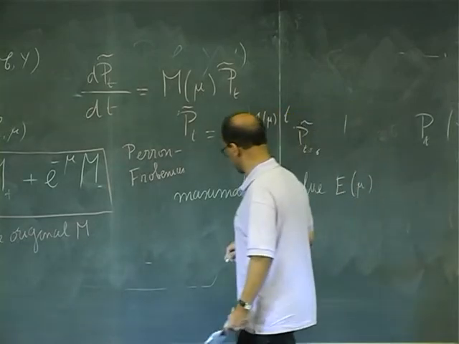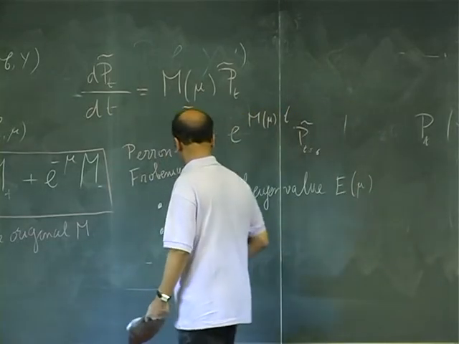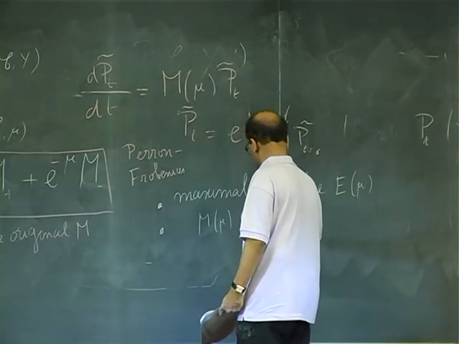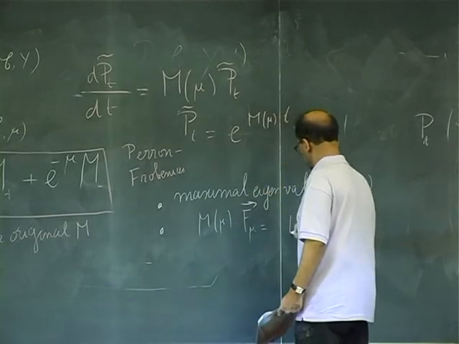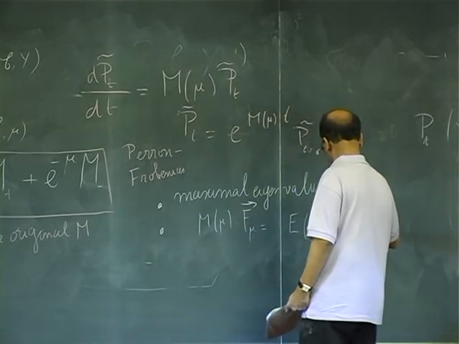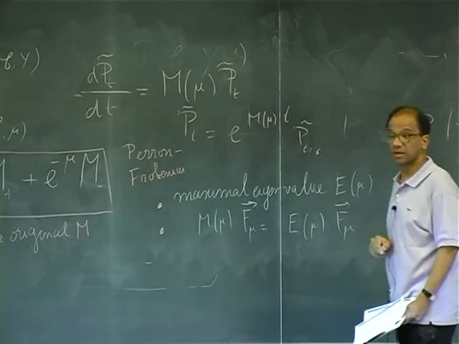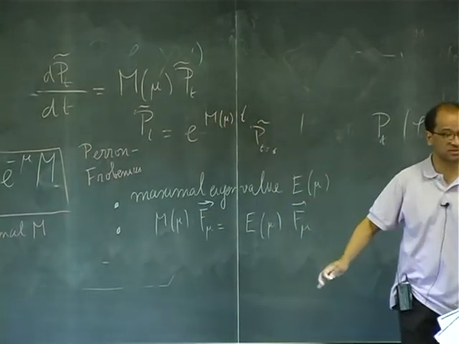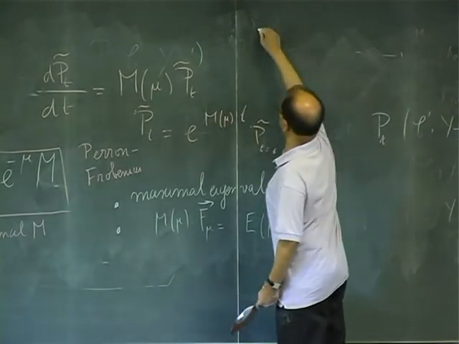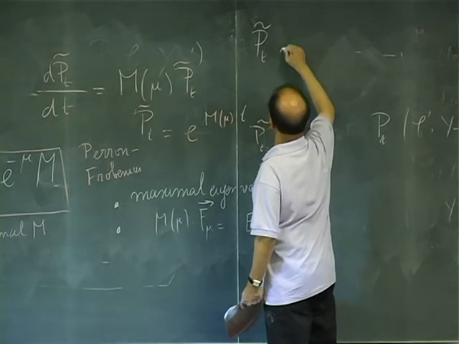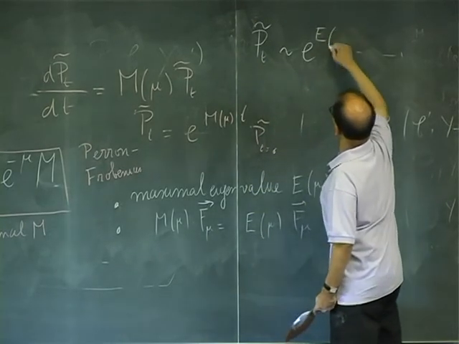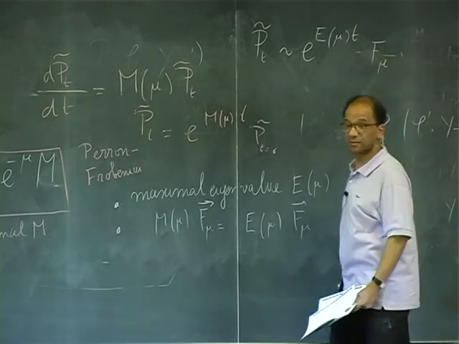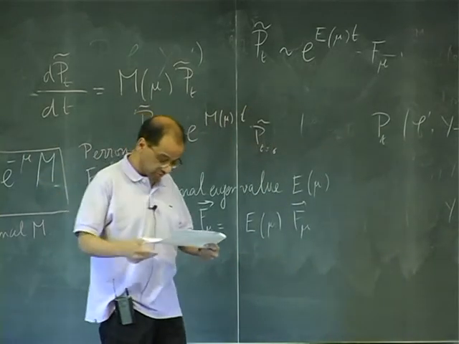Not by chance, it's the same as before, as you will see immediately. There is a maximal eigenvector, so M of mu, f mu is an eigenvector with eigenvalue E of mu. And in the long time limit, again, it's a finite matrix, there is no degeneracy, Perron-Frobenius tells us, P twiddle t will behave like exponential E mu t times f of mu. Only the dominant eigenvector will remain.